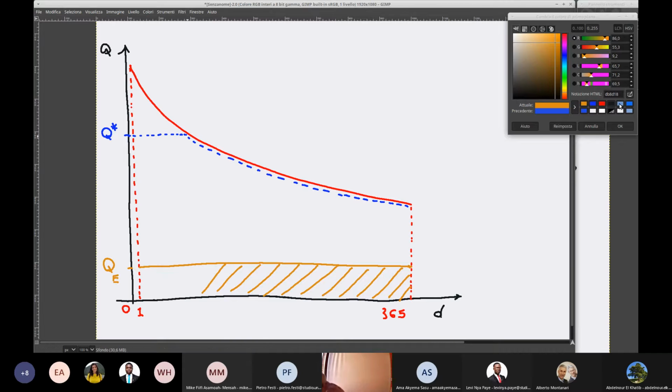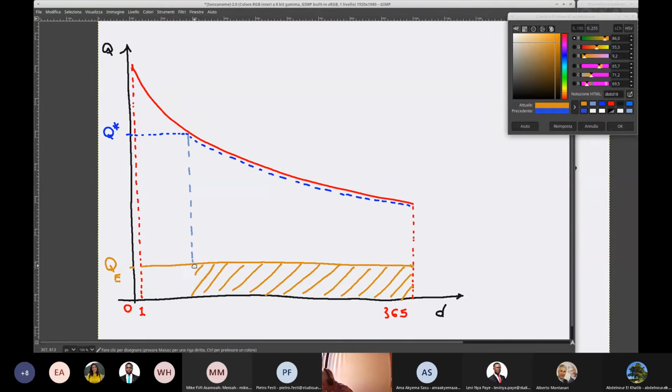Let me just use another color again. The area is to be subtracted up to here. Okay, so let's say that, oops, sorry, this is not the correct color. One second. Yeah, here we are. Let's go up to here.